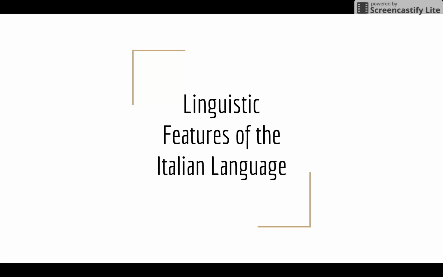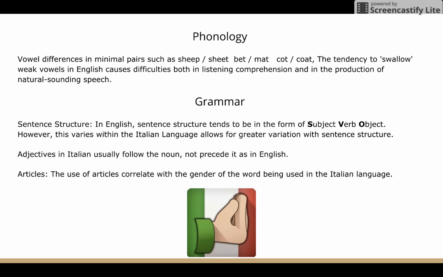So now some linguistic features of the Italian language. To begin, we look at phonology, and vowel differences can show up in minimal pairs, such as sheep and sheet, bet and mat, cot and coat. So the tendency is to swallow the weaker vowels within the English language, as it causes difficulties both in the listening comprehension and in the production of natural sounding speech. So students may have a harder time with those certain vowels within those words.